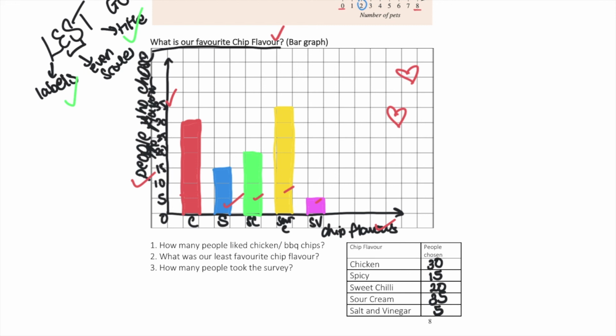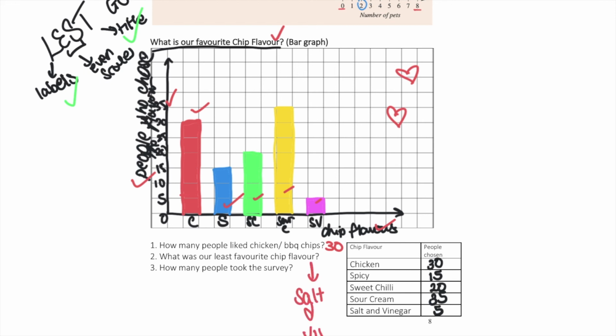So how many people liked chicken barbecue chips? So we're just going with chicken chips. 30. Because our bar graph tells us 30. What was the least favorite chip flavor? Salt and vinegar, rightly so.